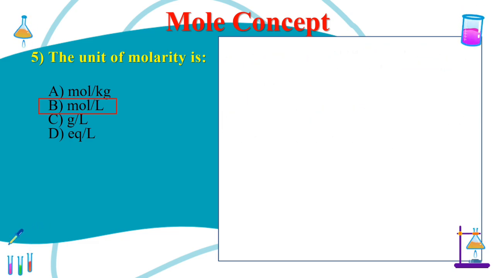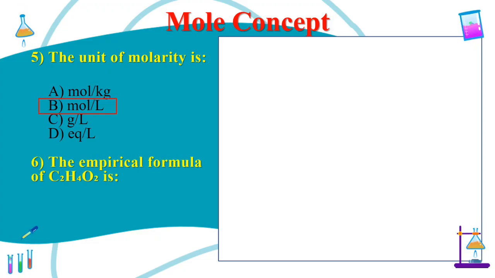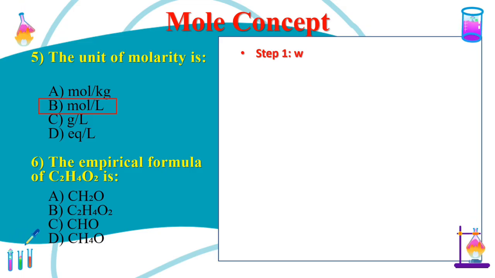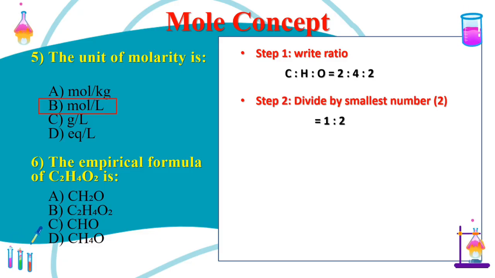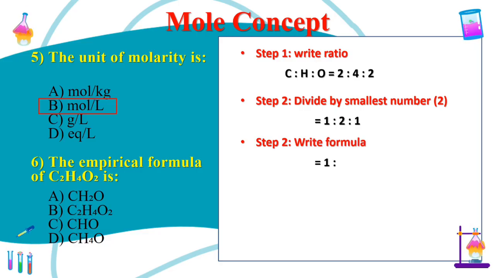Next is the empirical formula of C2H4O2 is. To calculate this, step 1, write the ratio of each element, that is carbon, hydrogen and oxygen. In step 2, divide by the smallest number, that is 2. It will become 1:2:1, and based on that, in step 3, write the formula, and that is CH2O.